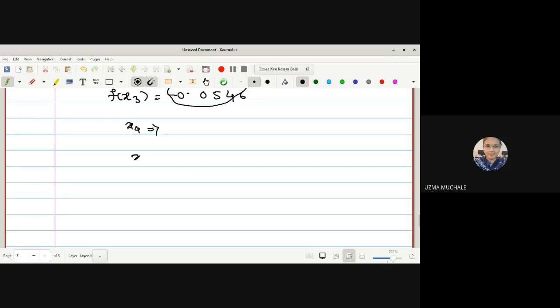We will perform up to x6. Do the calculations fast and I will tell you that the approximate root we will get is 2.094. Everyone has to calculate the value of x4, x5 and x6. Three values I have told you, x1, x2, x3. The next three you have to find out and tell me the answer.